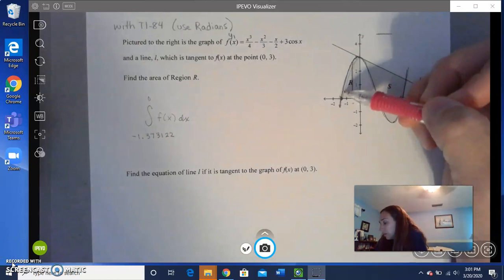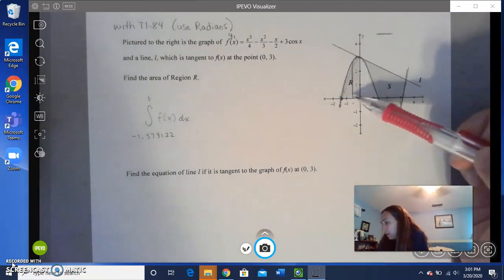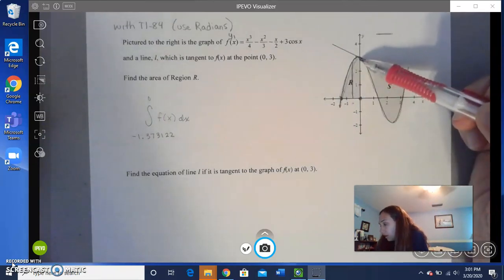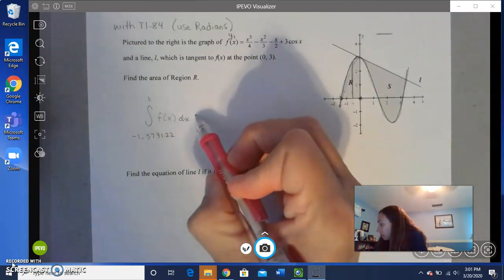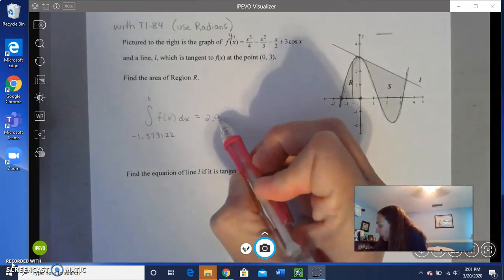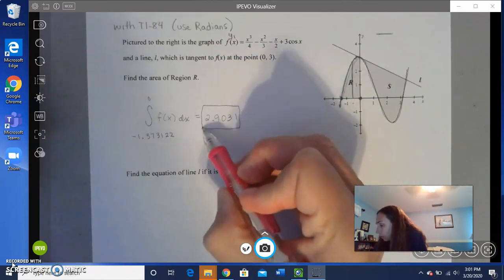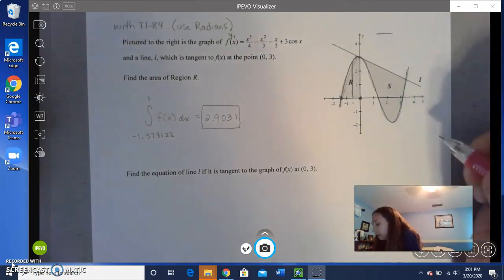So the area of this region R is going to be the integral from this x value to the x value of 0 of the function f of x, which is our y1. If you put that into your calculator, that should get you an area of 2.9031. Remember, in AP Calc, we round to 4 decimal places, so 4 decimal places for any calculator answer.